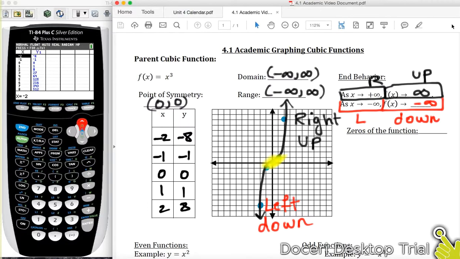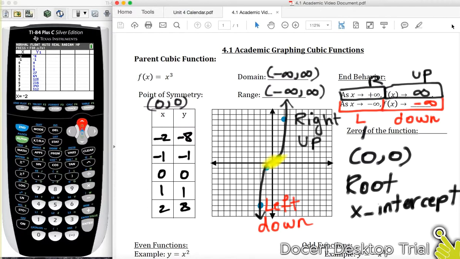Now, what are the zeros of the function? The zero of the function, in this case, is just one, and it's basically where the graph touches the x-axis. So the zero in this function is going to be 0, 0. This is where it touches the x-axis. Another word for zero, remember, is root or x-intercept.